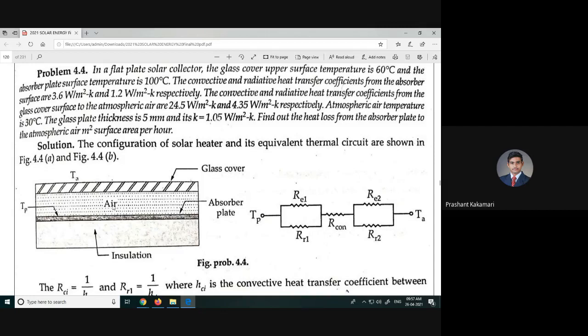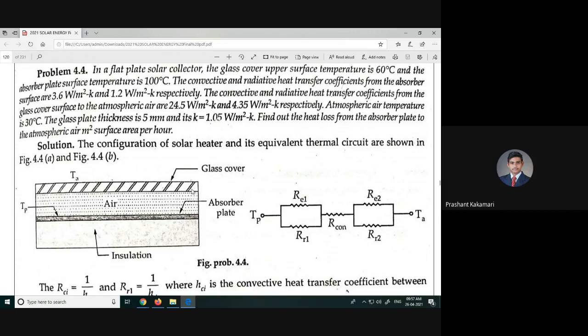Here they have shown this, because actual vacuum cannot be maintained between the glass cover and the plate. So here air is present. So heat convected by air should also be considered, because both are not in contact, both are connected through air. So only radiation is not possible, convection is also possible. Both processes are taking place because of the air. So that is the resistance by convection, which they have written.